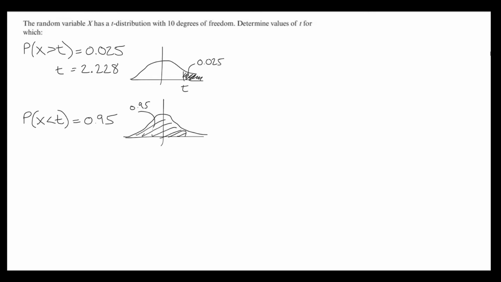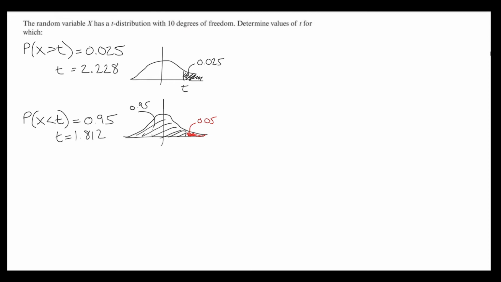The tables don't have 95%. It's only going to have the amount that's exceeded by my t-value. If there's 95% below, that means there's 5% above. I can look up in the tables for that 5%. So this red region, 5%, that will be in the tables. So the t-value that has 5% above it, when we have 10 degrees of freedom, is t equals 1.812.